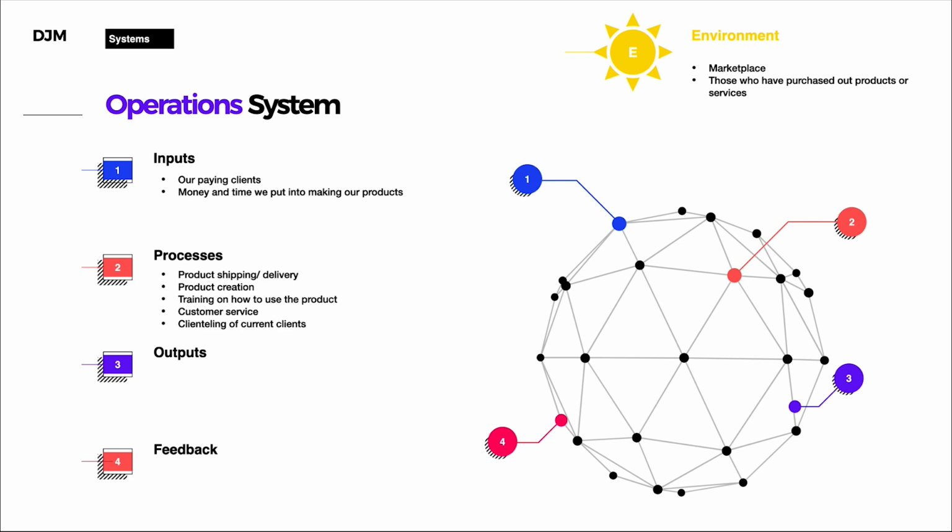And the processes of the operations system are the product shipping and delivery, the product creation itself, training on how to use the product, customer service, and even clienteling of current clients. So the operations is the upkeep of everything that we do in our business. The outputs of this upkeep are happy clients and the cost of creating and delivering the product or service.